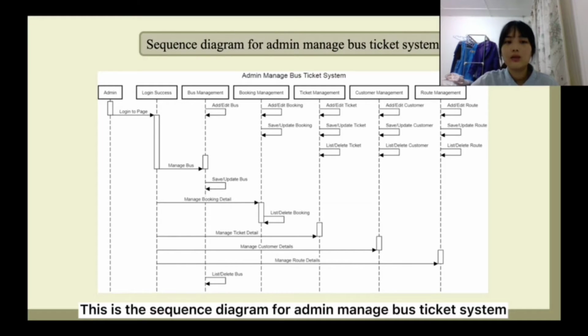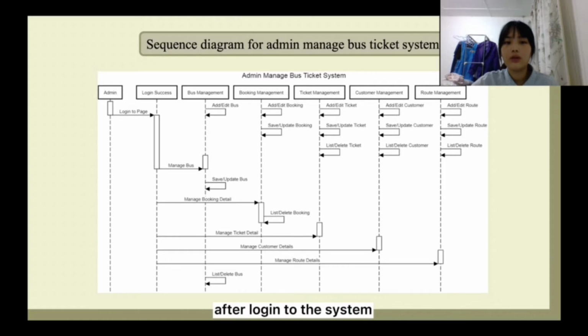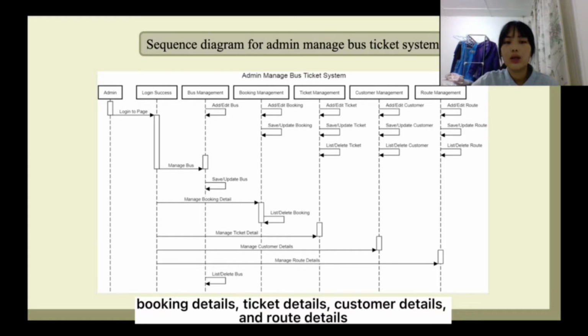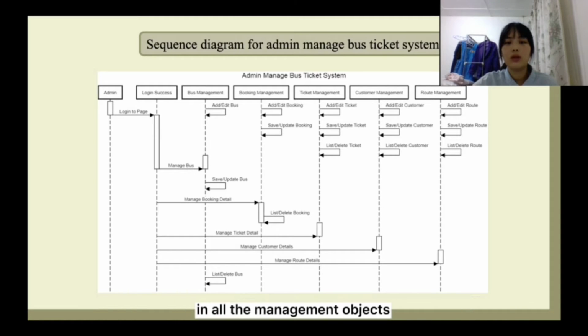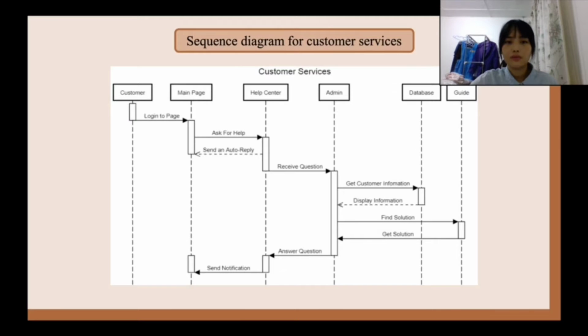This is the sequence diagram for admin managed bus ticket system. The admin can manage the whole bus ticket system after login to the system. The admin will manage the bus detail, followed by booking detail, ticket details, customer details, and route details. The admin can add, edit, save, update, list, and delete the information in all the management objects.